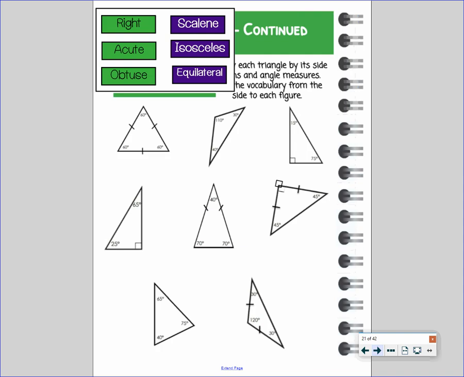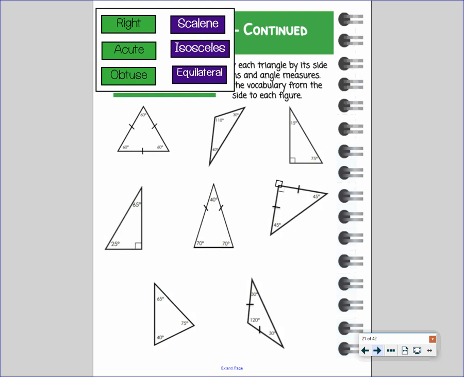All right, on this page I'm asking you to classify each triangle by its angles and by its sides. I can't have anything off to the side of my board, so I made a new box up top here with right, acute, and obtuse, and scalene, isosceles, and equilateral. I'm just going to go through and talk about angles first.